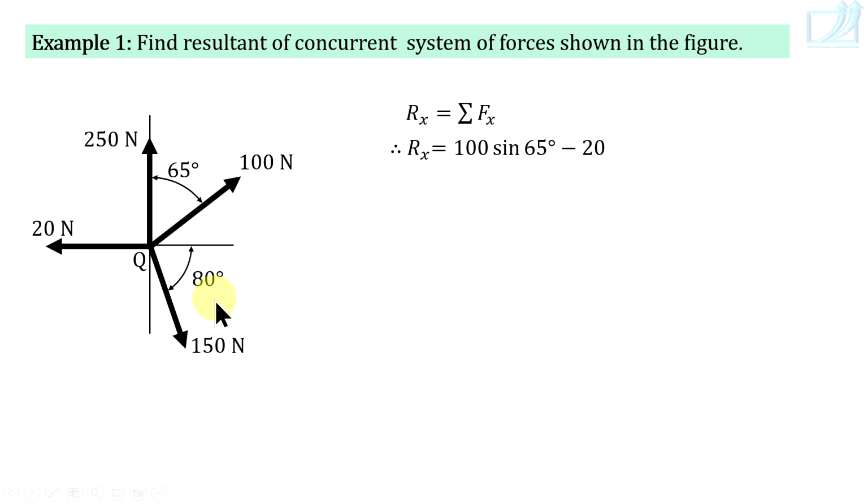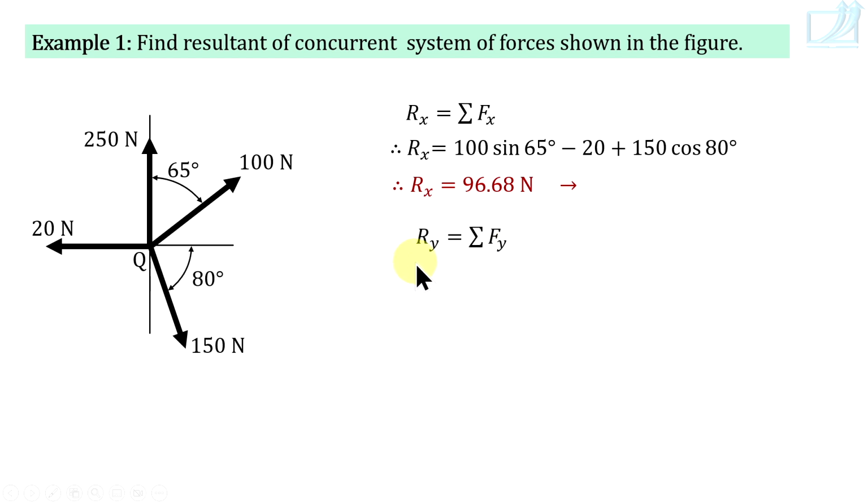So x component is cos 80. It is rightwards, that's why positive. Angle is with x axis. So it is 150 cos 80. Now just complete the calculations. Rx is equal to 96.68 Newton. You got positive answer. What do you mean by positive answer? X component positive means it is rightwards.